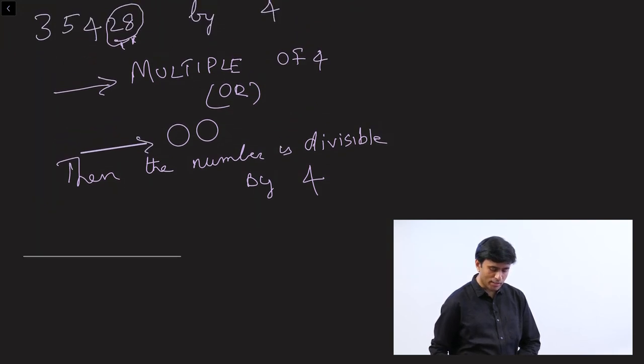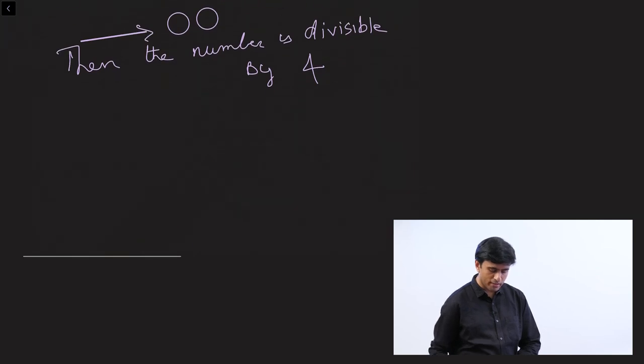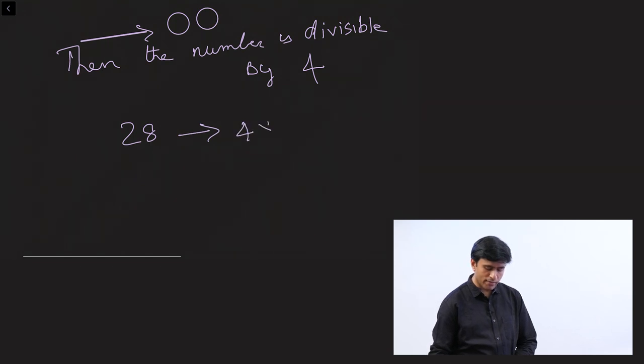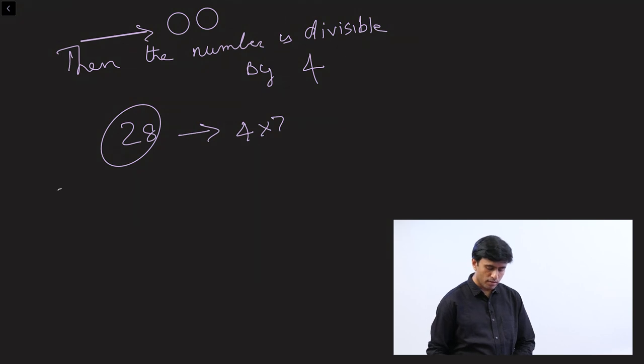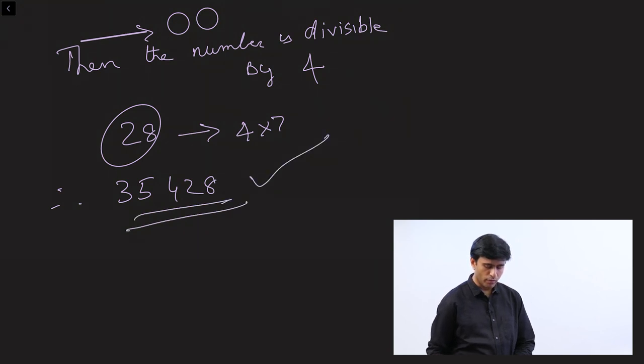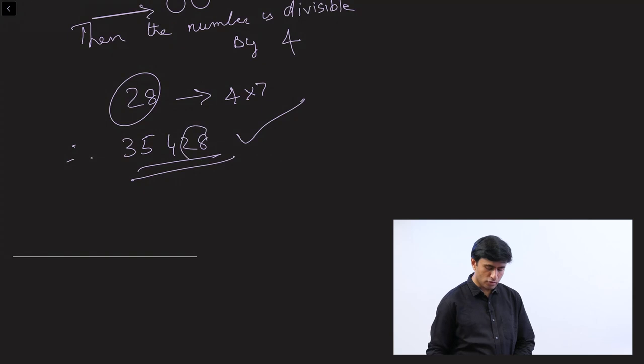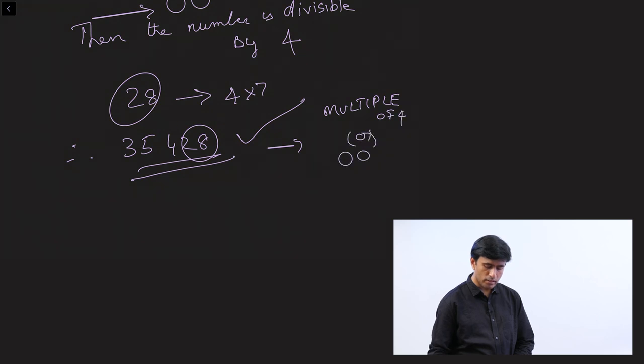So let's take this number. What are the last two digits? 28. 28 is 4 into 7. So 28 is divisible by 4. Therefore, 3, 5, 4, 2, 8 is divisible by 4. Remember, take the last two digits and see if it is a multiple of 4 or if it has two zeros.